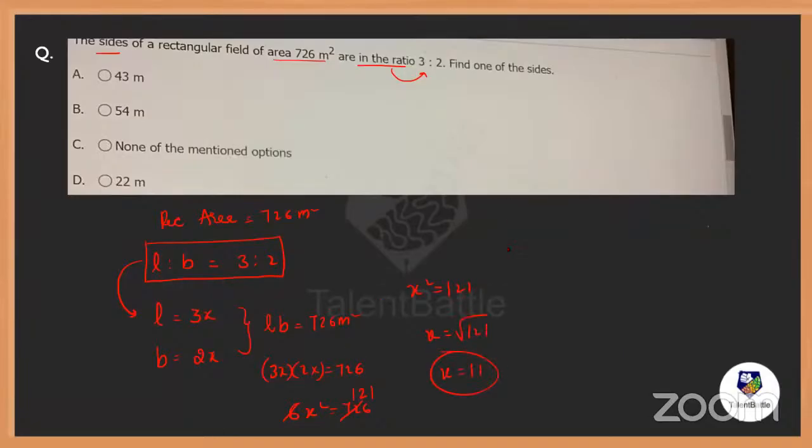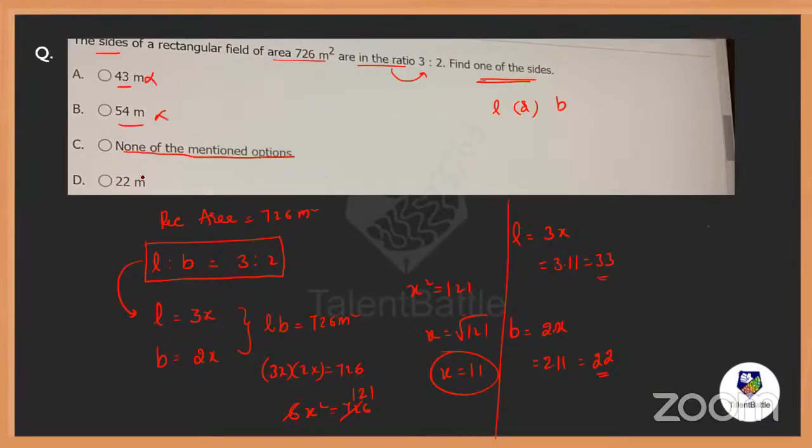If x is 11, find one of the sides, either length or breadth. Length will be 3 times x, which is 33. And breadth will be 2 times x, which is 22. So either 33 or 22 should be given. 33 is not there, 22 is not there. None of the mentioned options. Let's check with the last. Yes, 22, which is the breadth, is given actually.